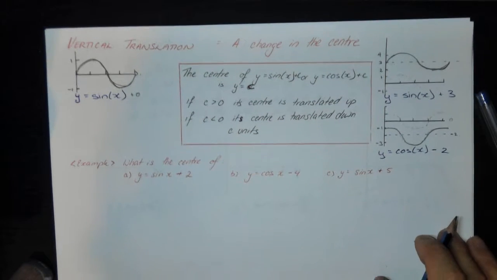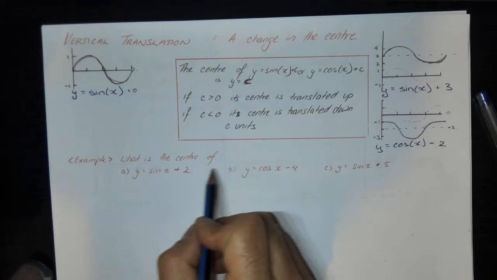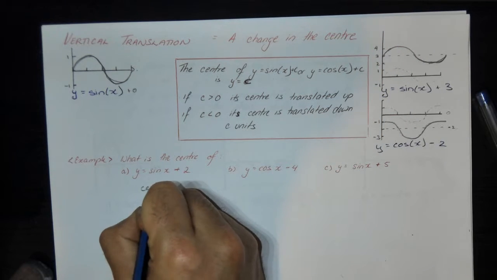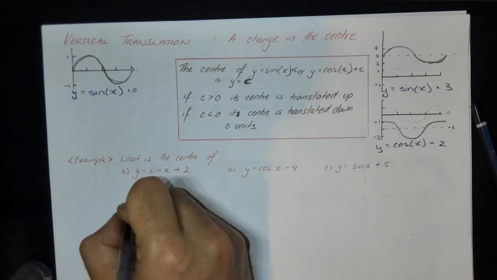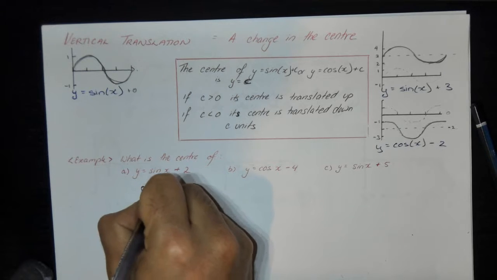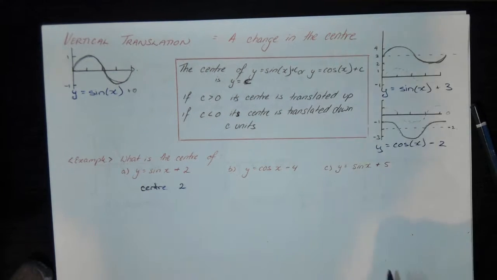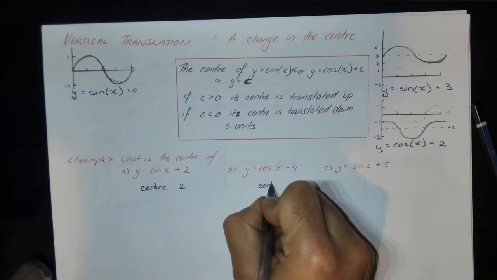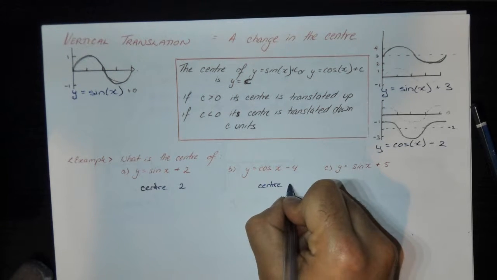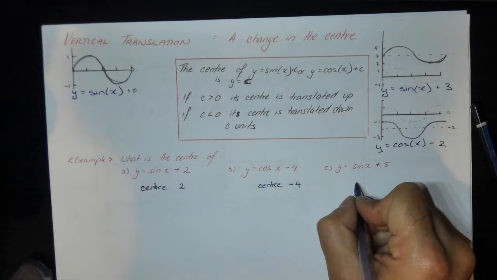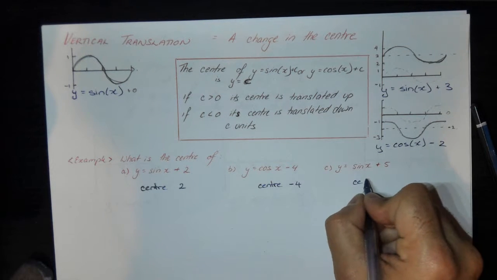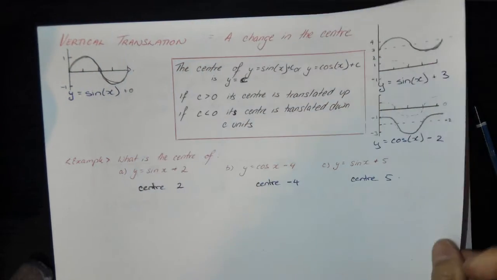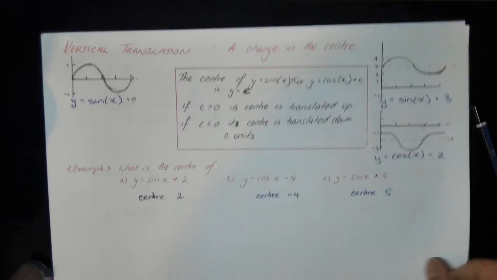Okay. So a question like this is, what is the center of y equals sine x plus 2? Well, the center is 2. Yeah. Here the center for cos of x is at negative 4. And here we have y equals sine of x plus 5, we've got the center of 5. Yep, and you should be able to calculate the range straight away from that.